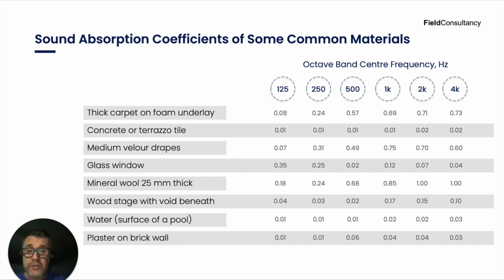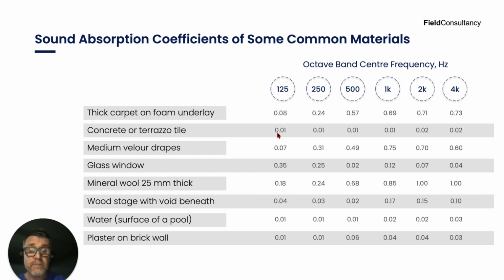As you might imagine, at lower frequencies, the sound absorption coefficient is quite poor due to the carpet thickness being small in comparison to the wavelength of sound that it is trying to absorb. So at 125 Hertz, it only gives an absorption coefficient of 0.08. But as we move up the frequency range, the sound absorption coefficient is much higher and it absorbs a lot more sound. So let's move on to concrete or terrazzo tile, which is a hard sound reflective surface.